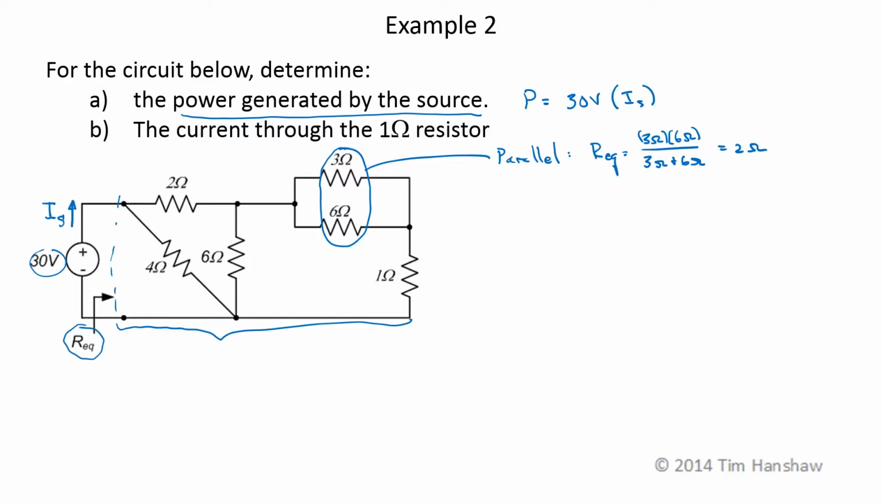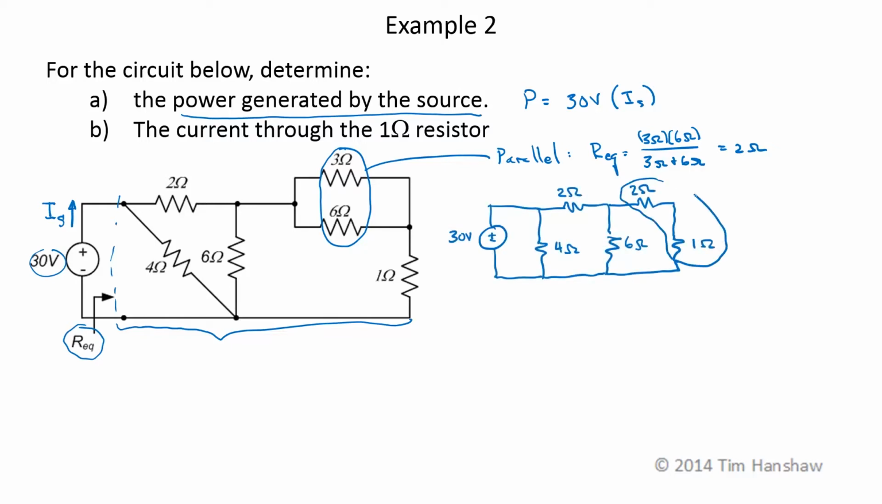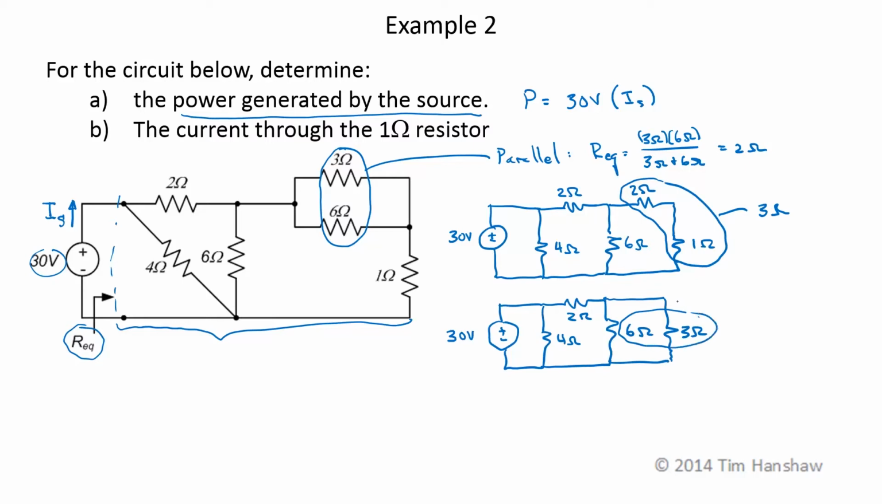Now I'm going to redraw the circuit with that in place and look for more parallel and series combinations. Now these two are fairly obviously in series, so adding them together, that becomes an equivalent 3 ohm resistance. Now this 3 ohm and that 3 ohm resistance are in parallel. That'll result in the same equivalent resistance as this combination up here, so this becomes 2 ohms.